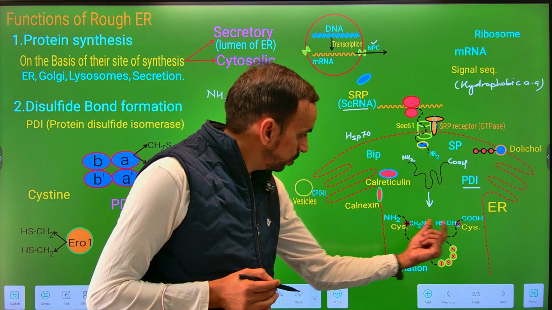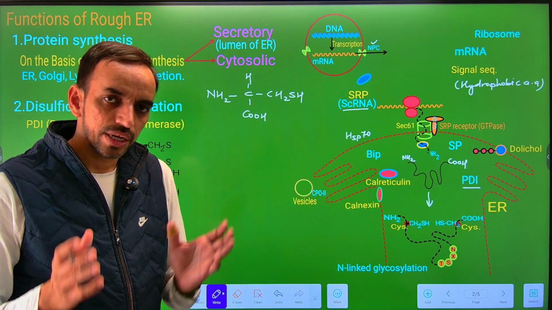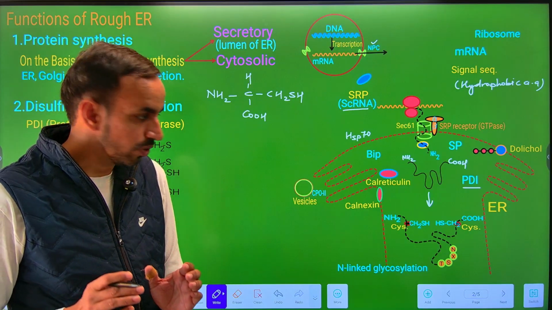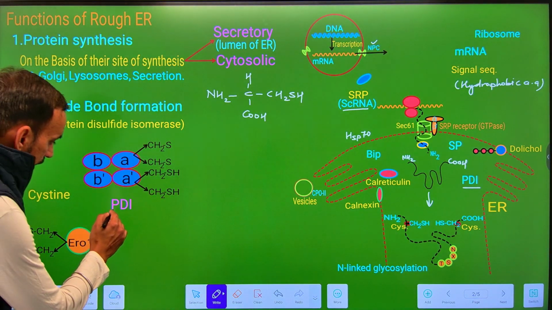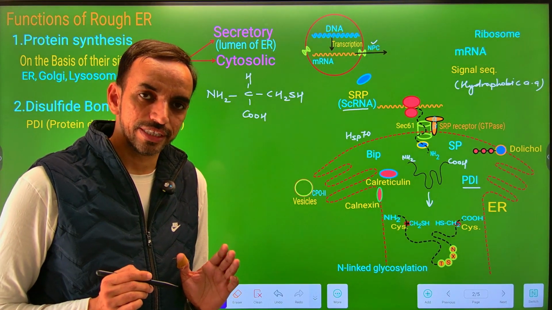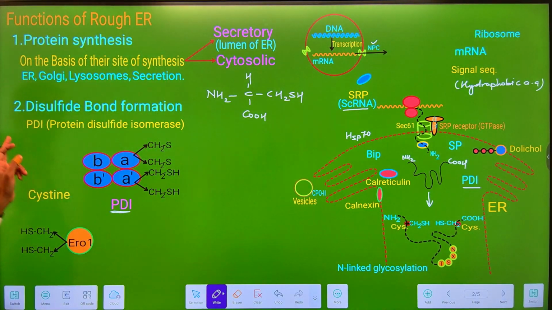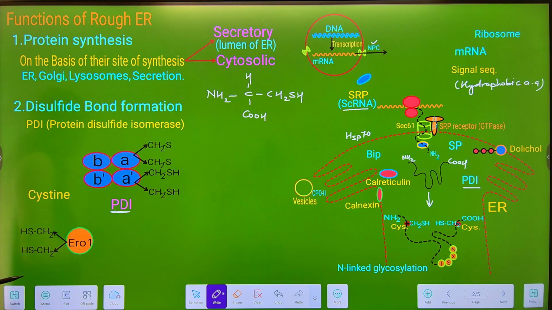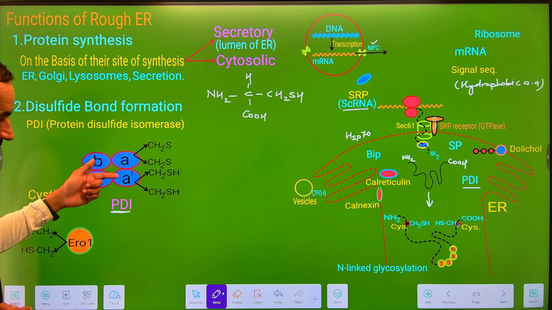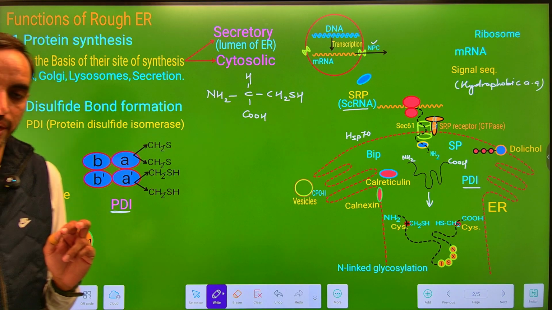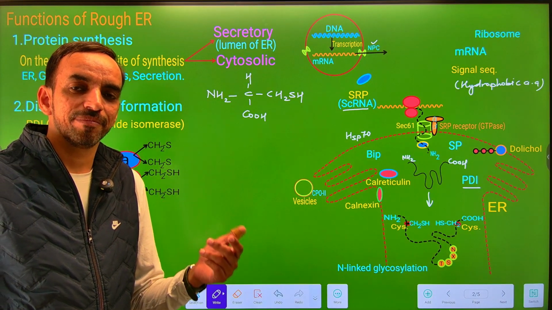So if there are two cysteines in front of each other under the oxidizing environment provided by the rough endoplasmic reticulum, and there is the enzyme protein disulfide isomerase, then a disulfide bond is formed. Now, the structure of protein disulfide isomerase contains four subunits: A, A prime, B, and B prime. The catalytic subunits are A and A prime, each of which contains two sulfhydryl groups, like the protein glutathione.